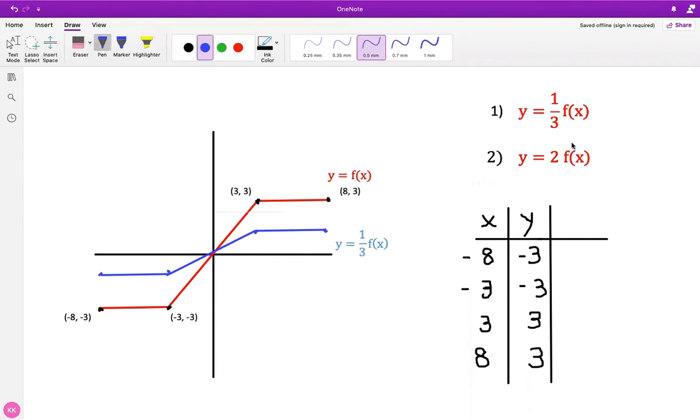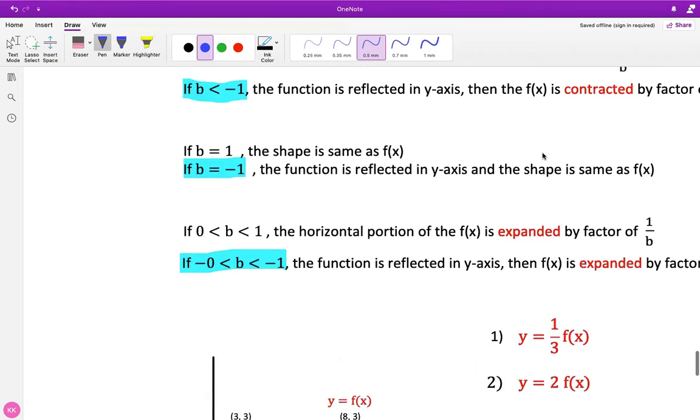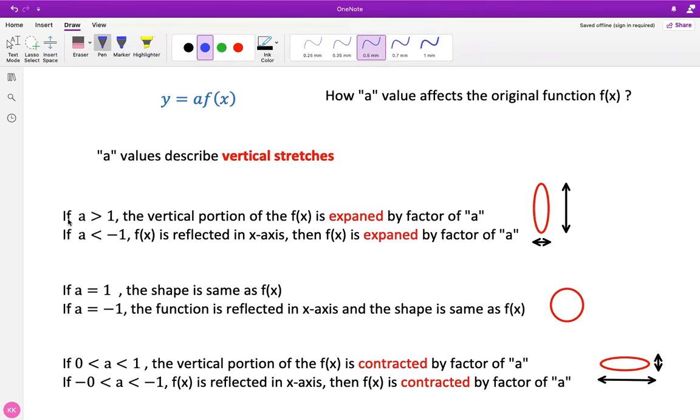We have y equals 2 times f of x for my second equation. What is the 2? How will the 2 here affect the original function? When the a value equals 2, it falls into this range: when a is greater than 1, the vertical portion of the function is expanded by a factor of a. This means the vertical component is greater when the a value is greater than 1. So when a equals 2, the vertical component of the function is expanded by 2, which means I need to times all the y values in the original function by 2.